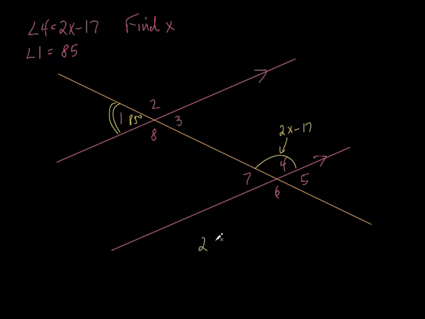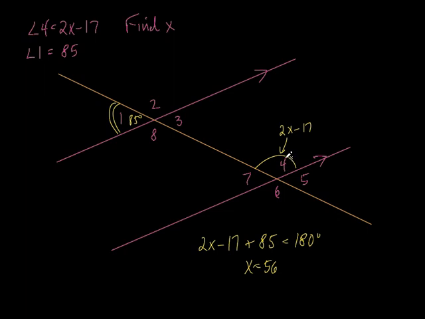So what am I going to do with this? I'm going to add them up. So 2x minus 17 plus what? 85. So I've added the two angles together. What do I set them equal to now? 180 degrees. Now you just do the math and solve for x. I'll let you do that on your own. X is 56. Because they're supplementary. Because this is acute, this is obtuse.